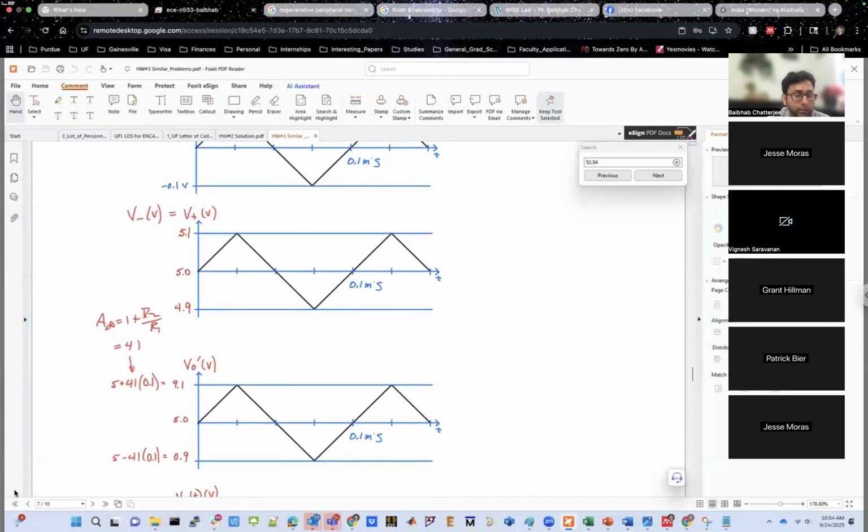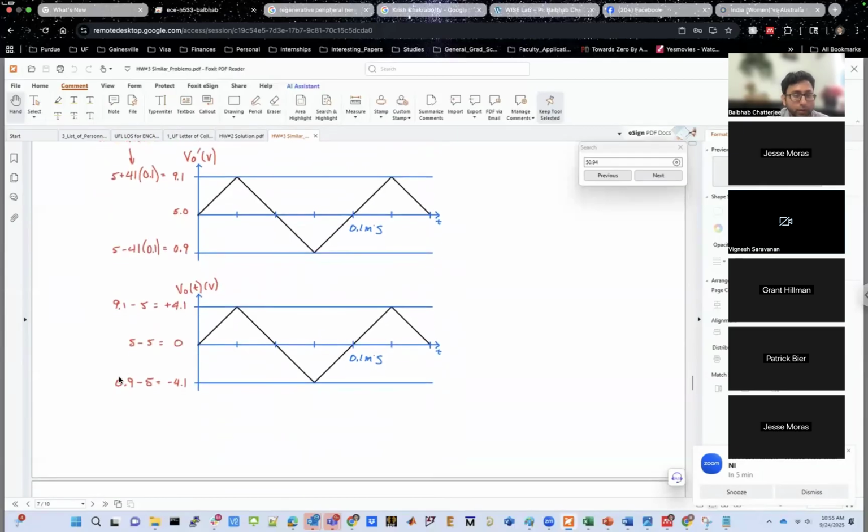So you know that your output will be 41 times higher than the input, but the output DC level is also at 5 volt. That's what we established in the previous part of the problem. So you have 41 times 0.1 volt on each side. So your signal excursion will be 9.1 volt to 0.9 volt. So that's how the signal will look like at the output side.